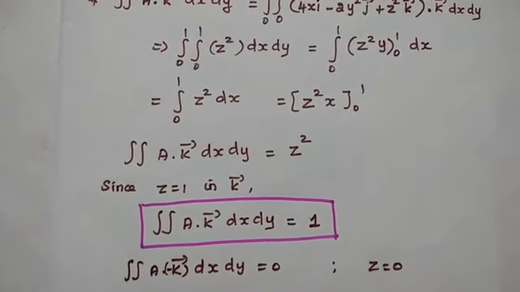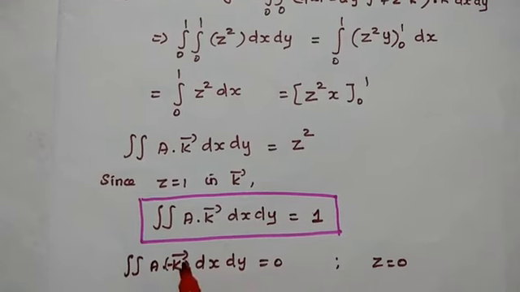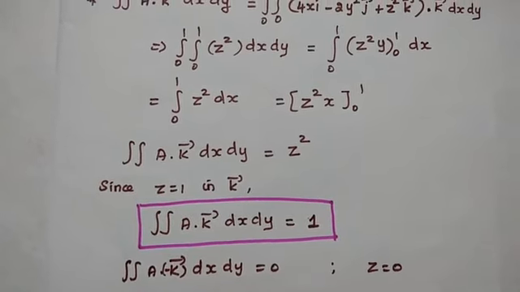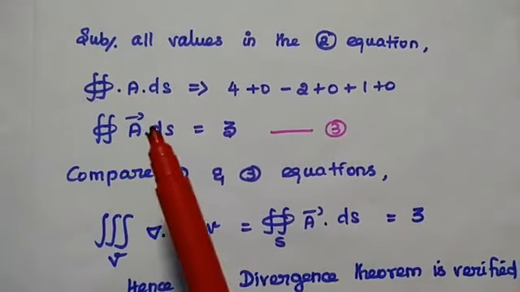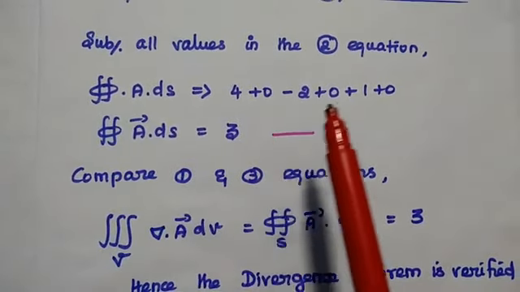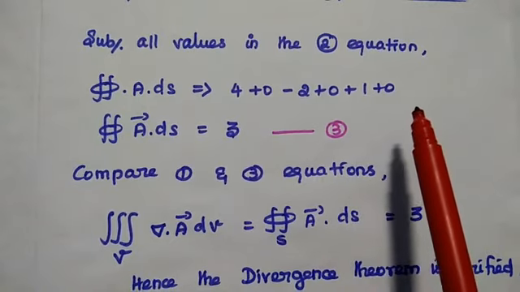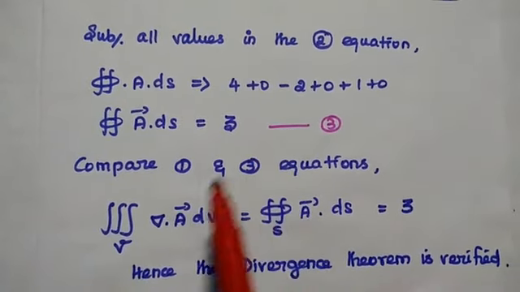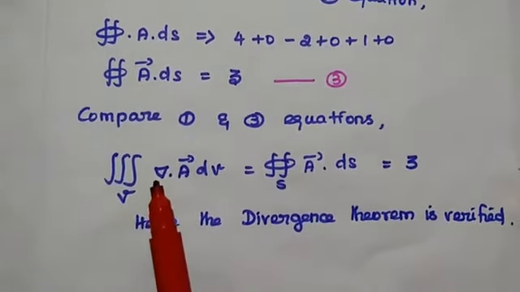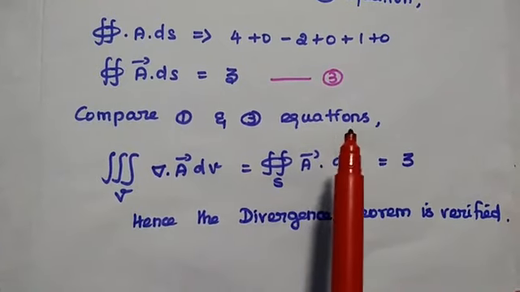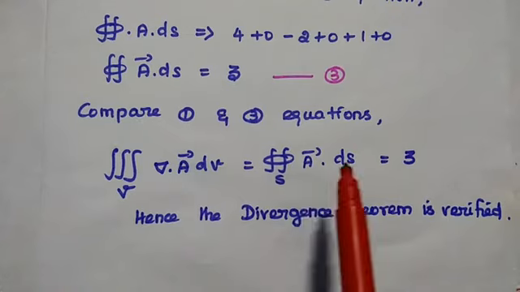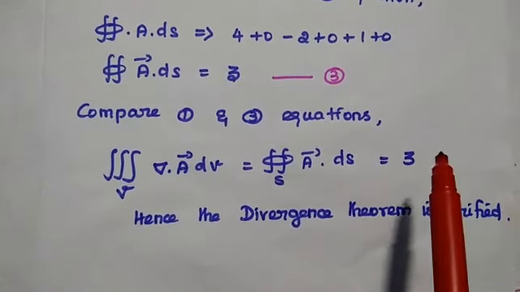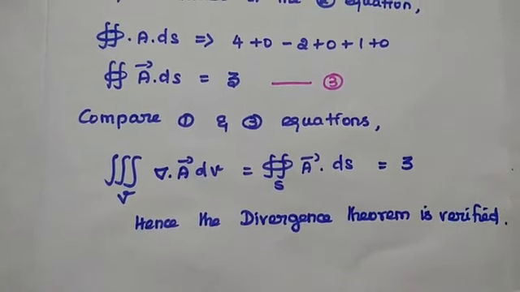So we have found all the surface integral terms. Then substitute all those values in the second equation. Then we can get surface integration of a dot ds is equal to 4 plus 0 minus 2 plus 0 plus 1 plus 0. That is equal to 3. Consider that equation as third equation. Compare the first and third equation. We can get that right hand side is equal to left hand side is equal to 3. Hence the divergence theorem is verified.